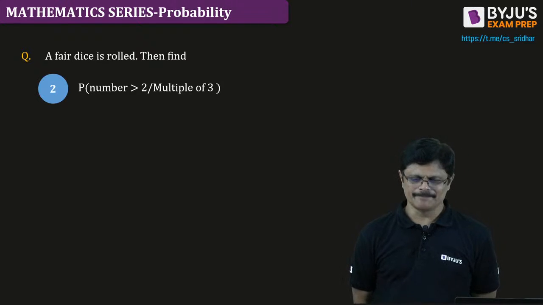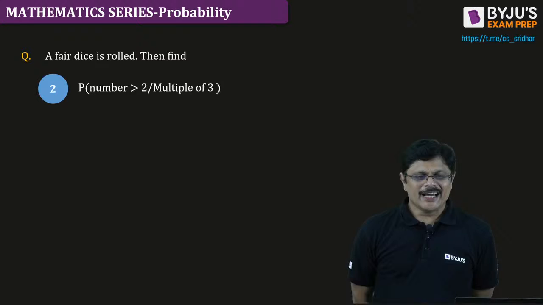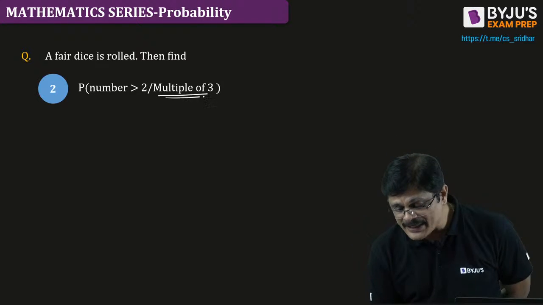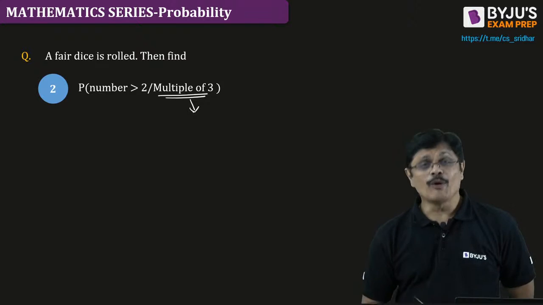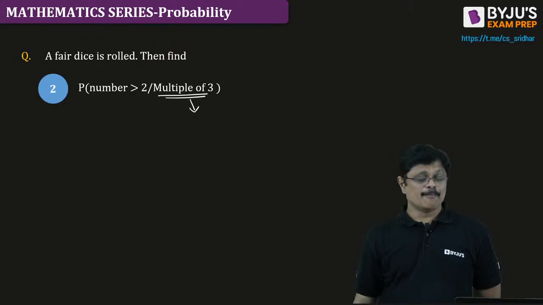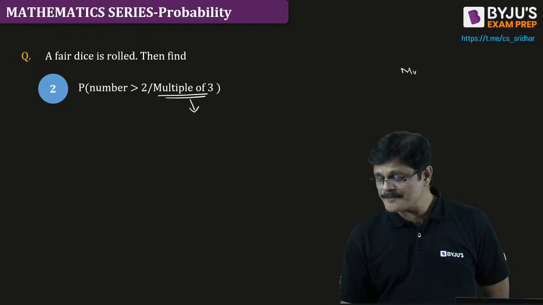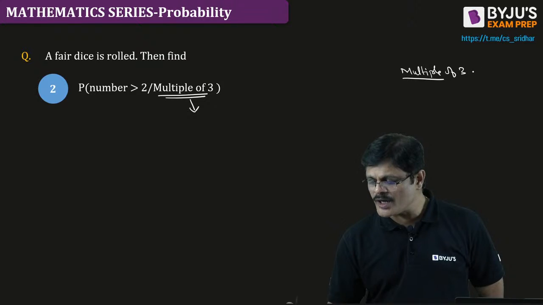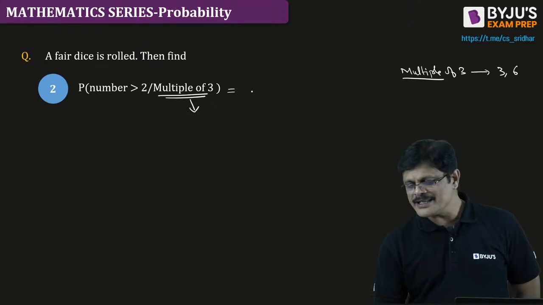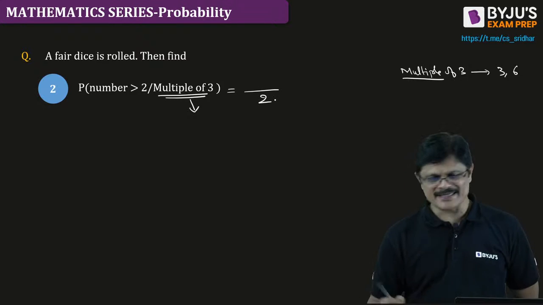By 4. Yeah, now what is happened? See, this is called what is happened. Multiple of 3 is what is happened. You know multiple of 3 means? When a fair die is rolled, multiple of 3 means what? 3 and 6. That is, what is happened is only 3, 6.